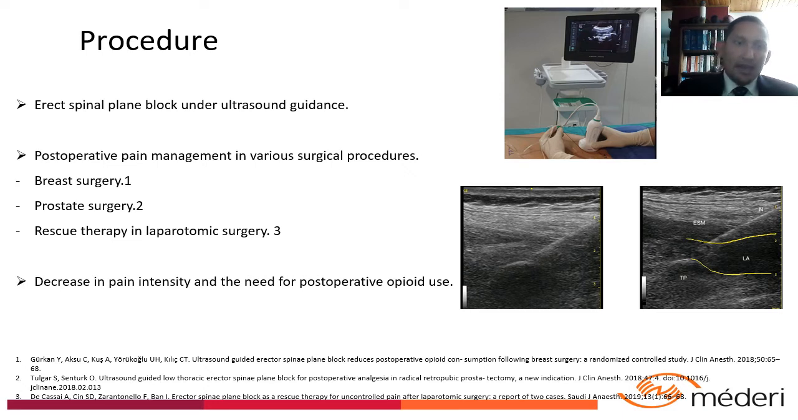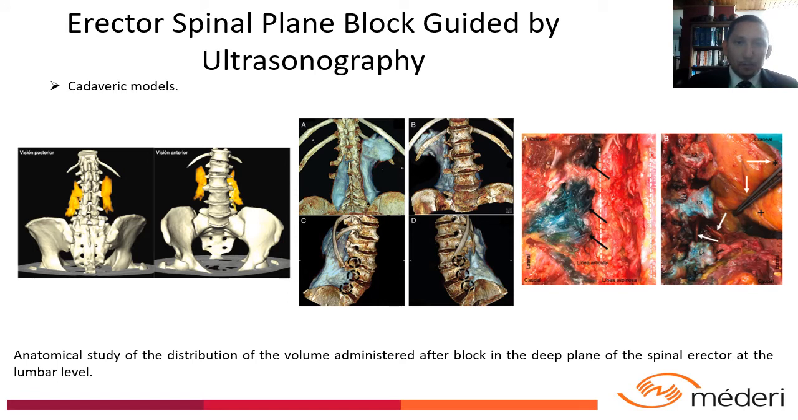is used in postoperative pain management in various surgical procedures like breast surgery, prostate surgery, and even as rescue therapy in laparotomy. There is a decrease in pain intensity and need for postoperative opioid use with this procedure. So, it is evidenced that the volume injected at the level of the posterior part of the lumbar transverse process is constantly distributed in the erector spinae muscle between the lumbar vertebrae from L2 to L4, L5, and involves the posterior branches of the corresponding spinal nerves.